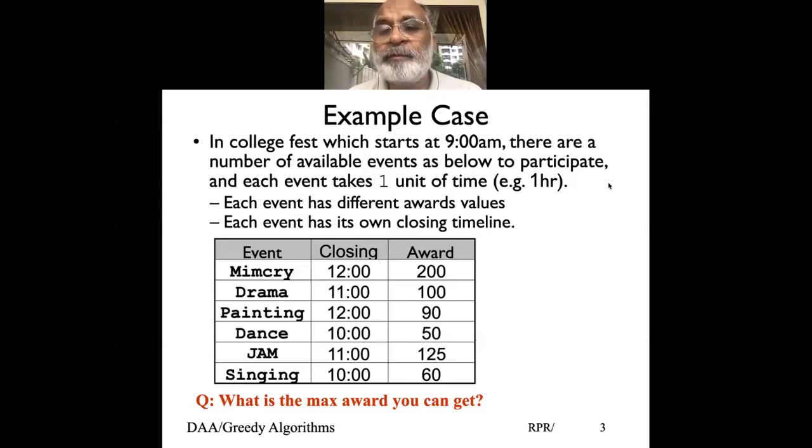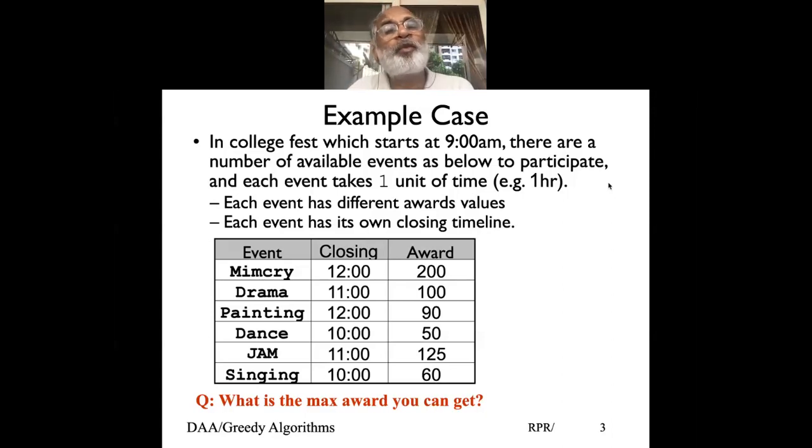Niharika, Faria, give a logic, there are no wrong or right answers. We'll come to know, we'll evaluate. I would like to know how you think about the problem. So one answer I got is singing, jam and mimicry, and that answer is 385. Can there be a better answer? Okay, my answer is 415.